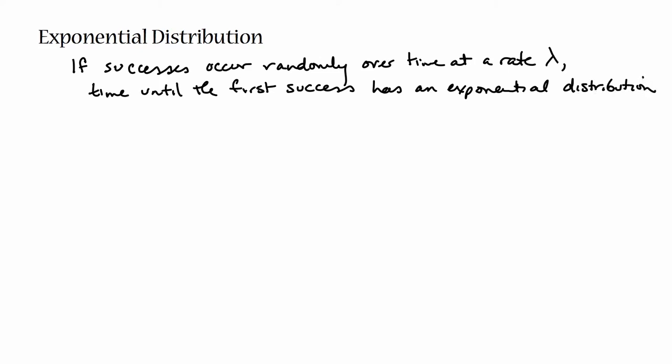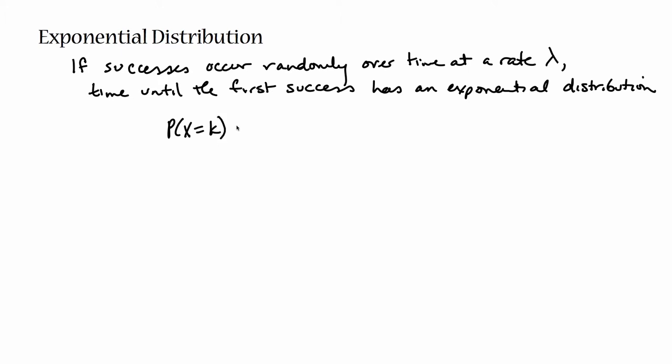A common exponentially distributed trait might be mortality risk. So if I'm dying at a set rate lambda, then the time until the first success, I only get to die once, hopefully, will be exponentially distributed. So it's just like the geometric distribution, but continuous. And the distribution is given by the probability density function.